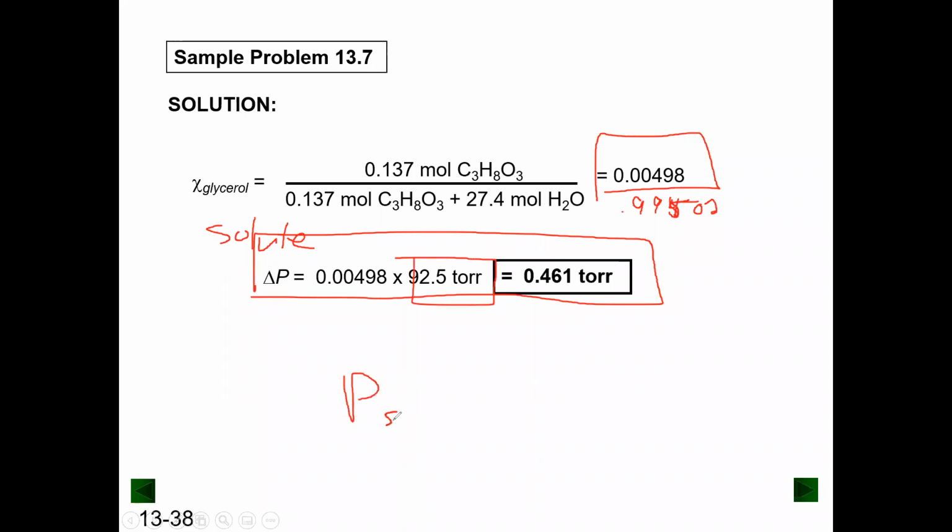If I asked you to find the P solution now, at this point you would simply take this number right here and subtract it from this number. So these two numbers subtracted will give you P solution: what you started with, how much it is changed by, and what you end up with.